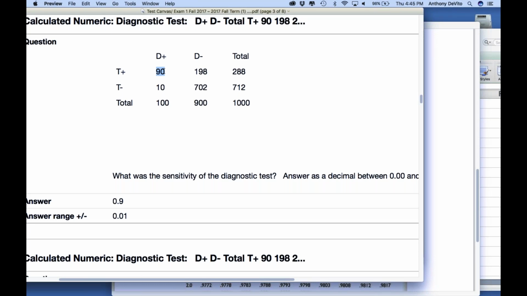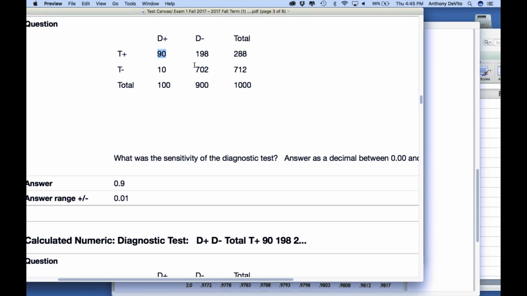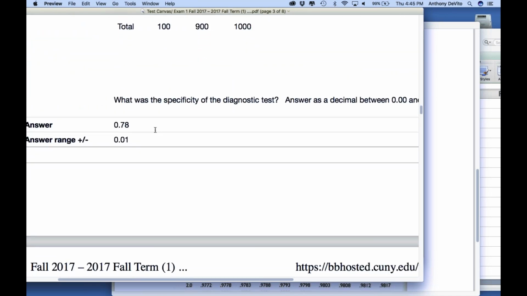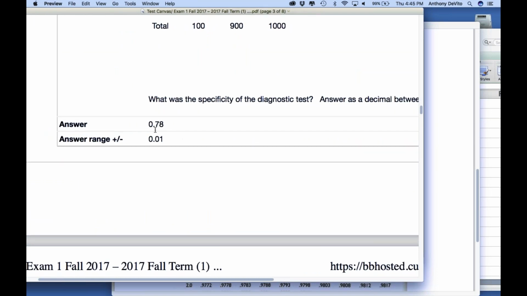Okay, now the next thing I'm not even going to scroll down. I'm guessing the next question is going to be, what's the specificity of this test? And the specificity is how good is it at identifying people that don't have the disease? How many people don't have the disease? 900. Out of those 900, how many did it correctly identify with a negative test? 702. So the specificity is 702 over 900, which turns out to be about 78% specificity. Is that right? Yeah, specificity is 78% for this particular test.